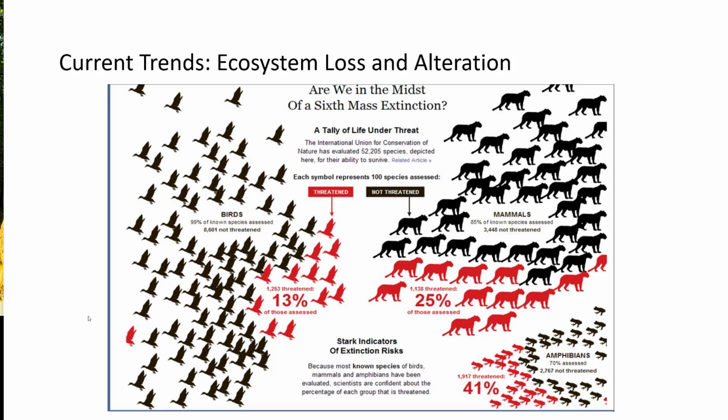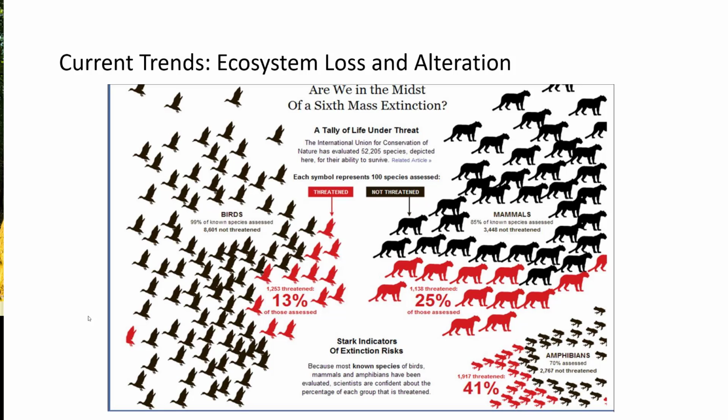So this infographic is looking at the idea of a sixth mass extinction. And so some scientists are saying we're on the verge of a sixth mass extinction, not caused by a meteorite or the fall of dinosaurs and the rise of mammals, but we are looking at ecosystem loss and alteration caused by human activity. In fact, the International Union for Conservation of Nature evaluated over 50,000 species depicted here.